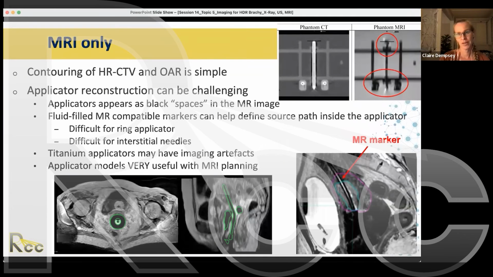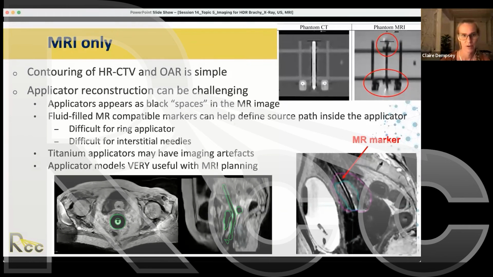So if we were going to do a treatment plan with MRI only, contouring of the high-risk CTV and the organs at risk are really simple. You can see in this image down in the corner, there's your high-risk CTV, or that's your GTV, because you can see it's brighter. That's actual tumor. And then the purple contour is your high-risk CTV, because it's your cervix and any residual volume that you need to have. You can clearly see the bladder, you can clearly see the rectum, all of that, super simple.